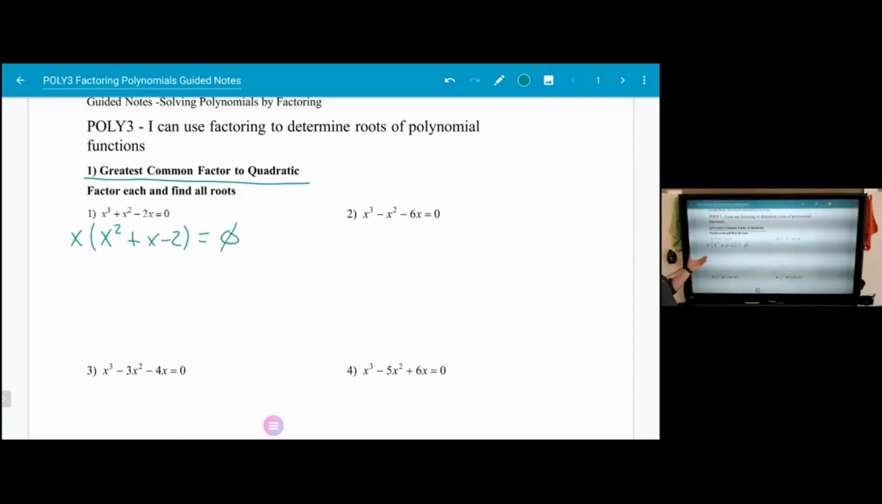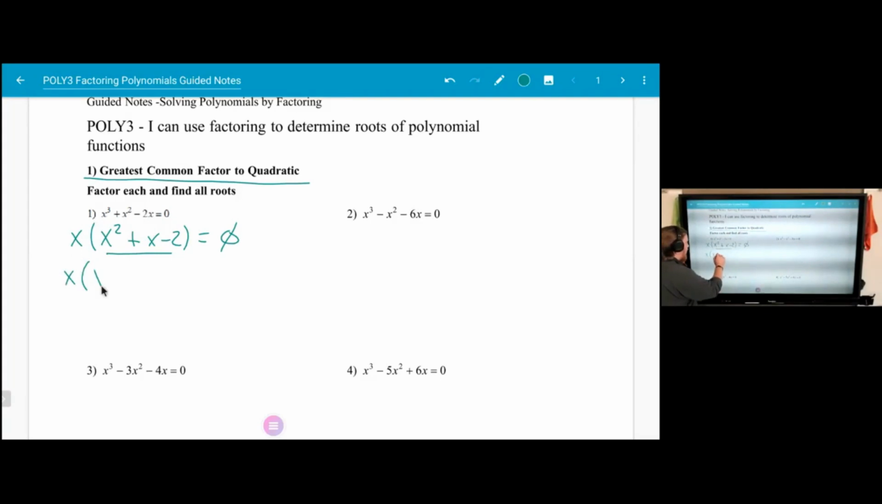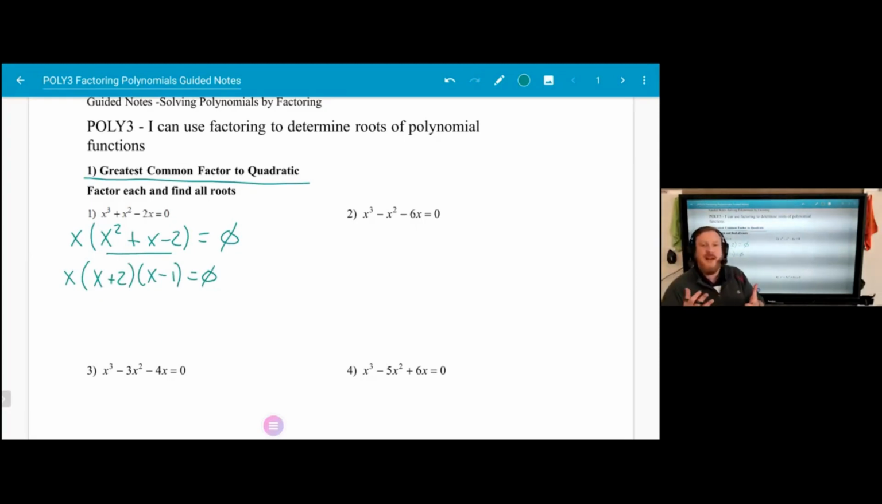And then now we look inside. Hey, this looks really familiar right in there. That looks a lot like quadratic factoring. And because it is, what multiplies to -2 but adds to +1? x times x plus 2 times x minus 1 equals 0. So we just factored. We pulled the greatest common factor out. It happened to be a variable, and we just used quadratic factoring. That's why I called it greatest common factor to quadratic.